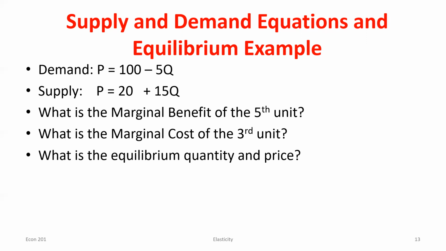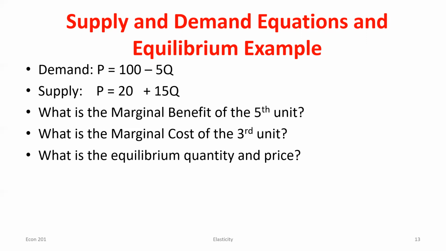Now remember, our demand curve tells us the marginal benefit. So a couple of questions I have here. The first one is, what's the marginal benefit of that 5th unit? So when we have our demand equation, we can think of the price as reflecting that people will pay up to whatever their marginal benefit is. So another way we can think about the demand equation is it's telling us the marginal benefit of these different units. So if I want the marginal benefit of the 5th unit, how could I find that?